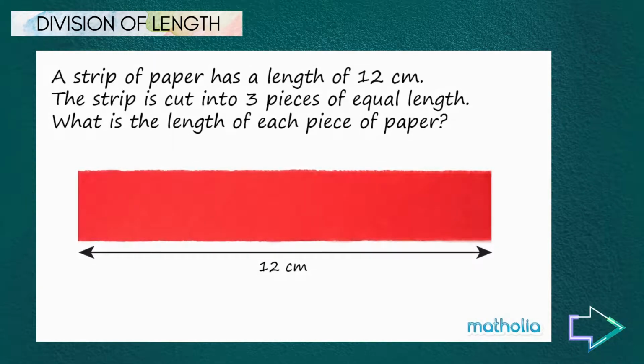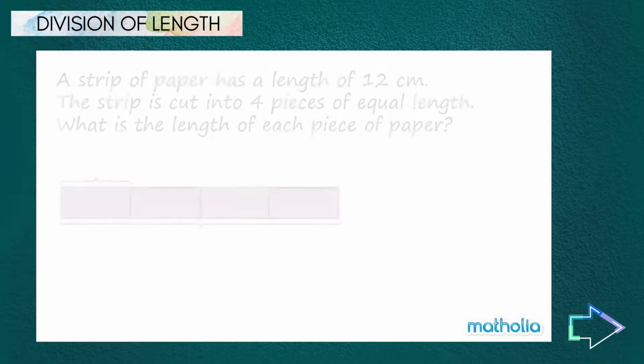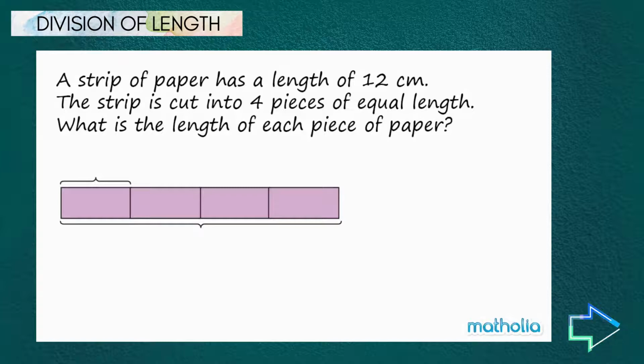A strip of paper has a length of 12 centimeters. The strip is cut into 3 pieces of equal length. What is the length of each piece of paper? Let's use a bar model to help solve the problem. We know the strip of paper has a length of 12 centimeters, and we need to find the length of one piece of paper.